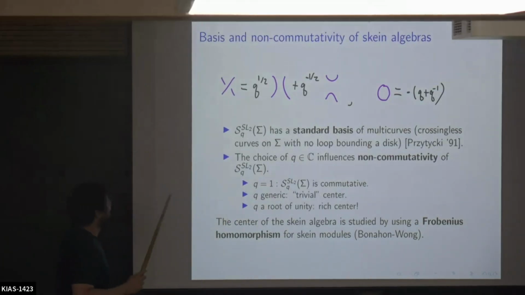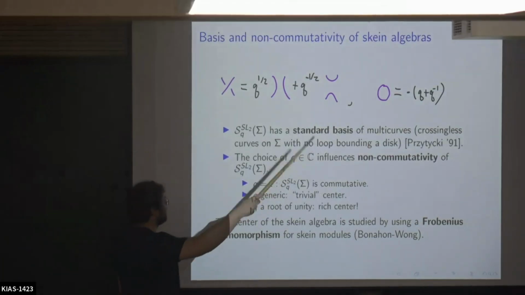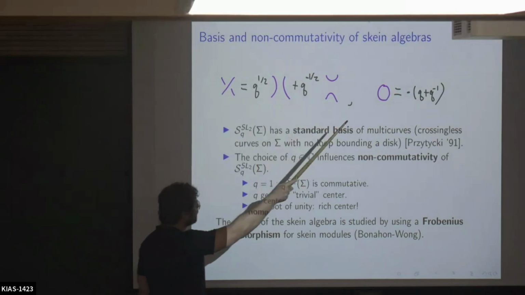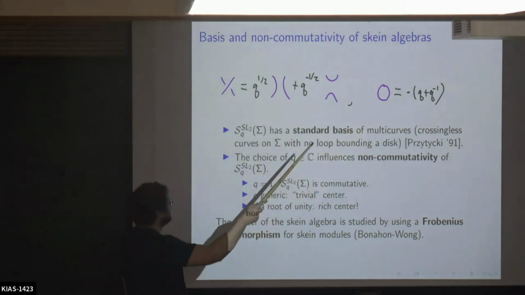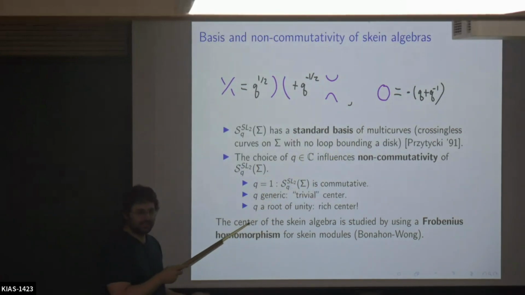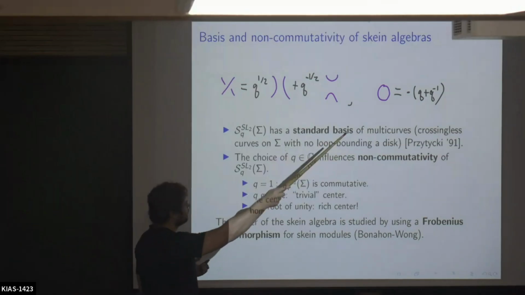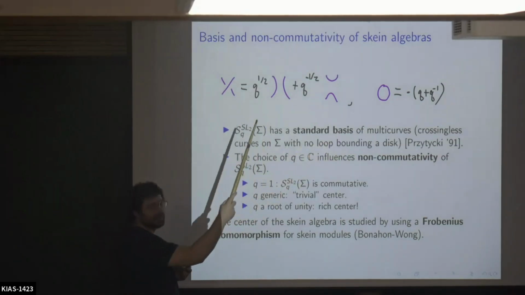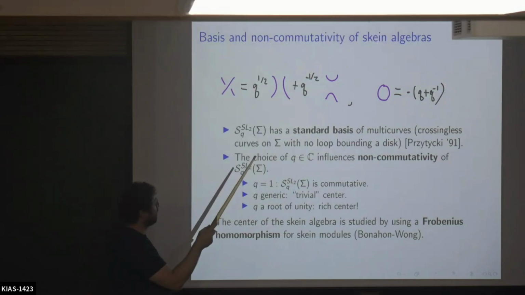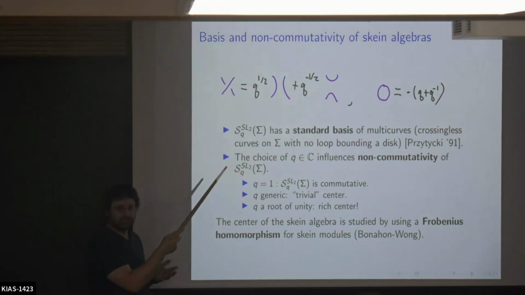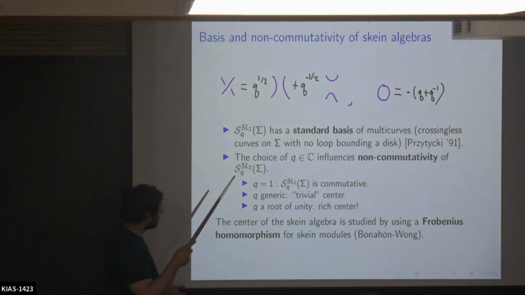I'll try to point. Yeah, so we can get rid of all of the crossings and all of the loops that bound disks on the surface. And so you get an automatic spanning set of diagrams that don't have any crossings and don't have any trivial loops. And that turns out to actually be a basis. You can prove that by using something called the diamond lemma. So you get a basis for free for Skein algebras of surfaces.